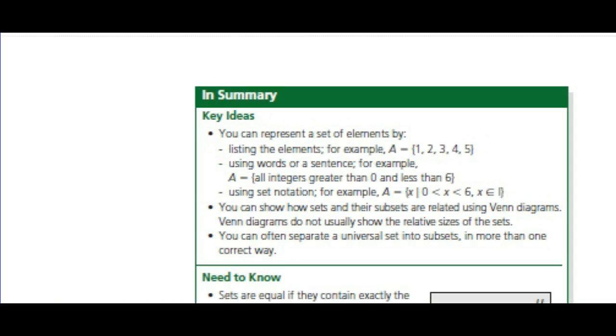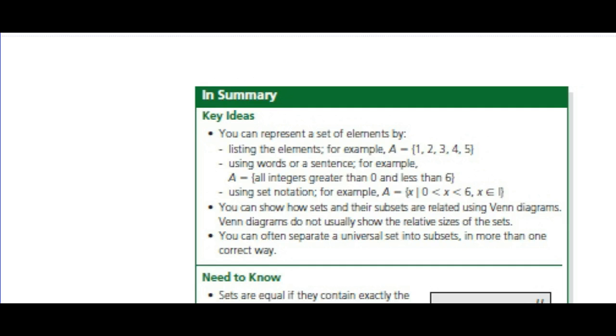Summary. You can represent a set of elements by listing the elements. So A is equal to, we use set notation. That's a brace bracket, right? 1 to the right, brace bracket. Using a word or sentences. So A, all integers greater than 0 and less than 6. Okay? So greater than 0, less than 6. We'd also say from 1 to 5, right?